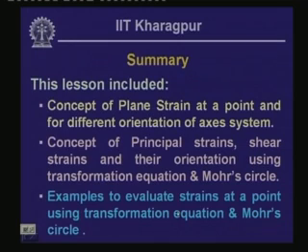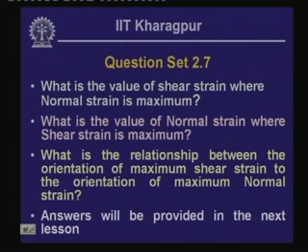Well, this particular lesson included the concept of plane strain at a point and for different orientation of axis system, the concept of principal strains, shear strain and their orientation using transformation equation and Mohr circle, and examples to evaluate strains at a point using transformation equation and Mohr circle. And look into this question: what is the value of shear strain where normal strain is maximum? What is the value of normal strain where shear strain is maximum, and what is the relationship between the orientation of maximum shear strain to the orientation of maximum normal strain? Thank you very much.